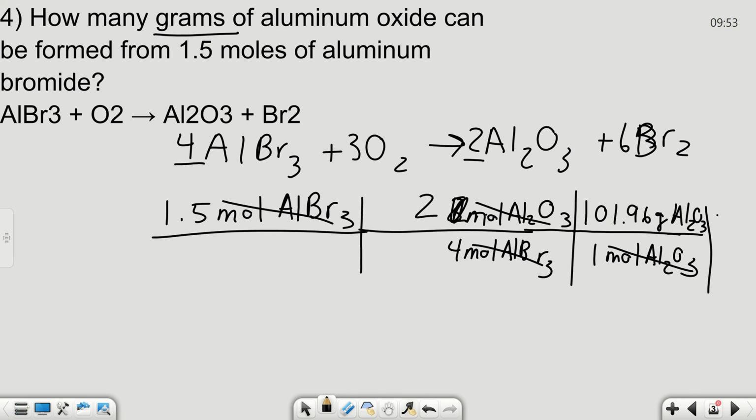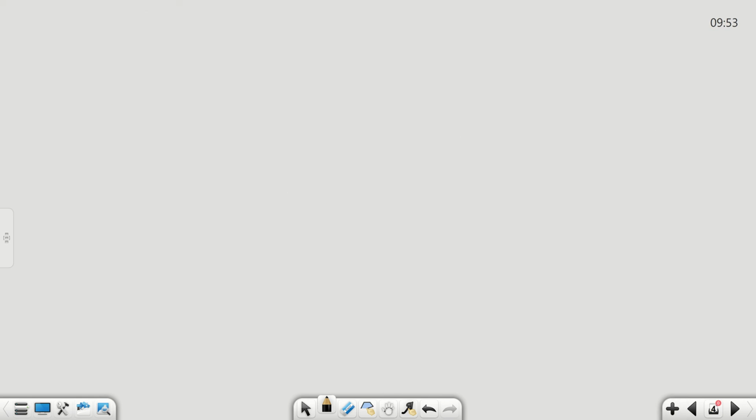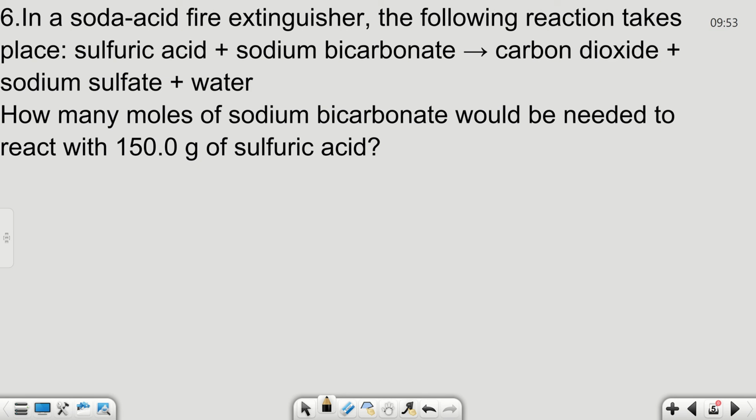This is a 2. So I would do 1.5 times 2 times 101.96 divided by 4. That comes out correctly to 76 grams. Okay? So again, each time, even though I kept on changing the compound, we had the right process. It would have been wrong because I would have been looking at the wrong chemicals. But we go from moles to moles, mole ratio, and then moles to mass, molar mass. Okay? Let's see if I can get this one correct now.